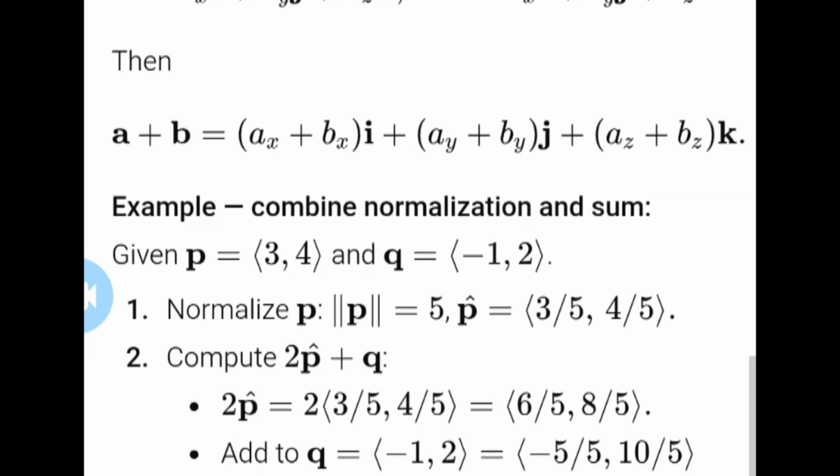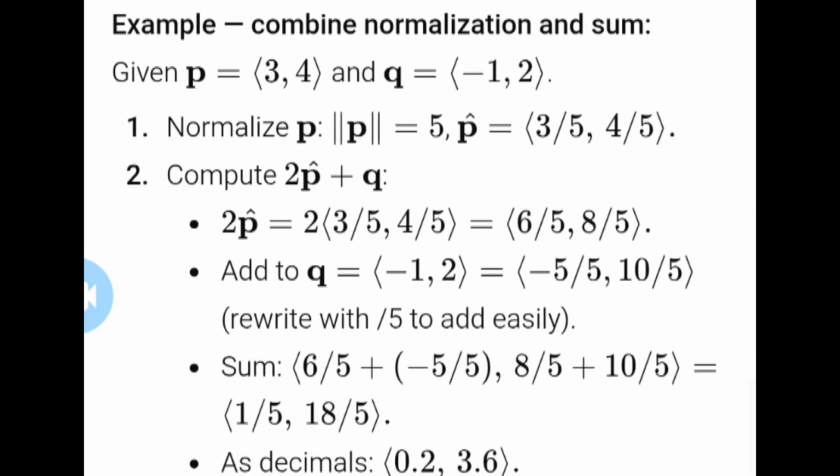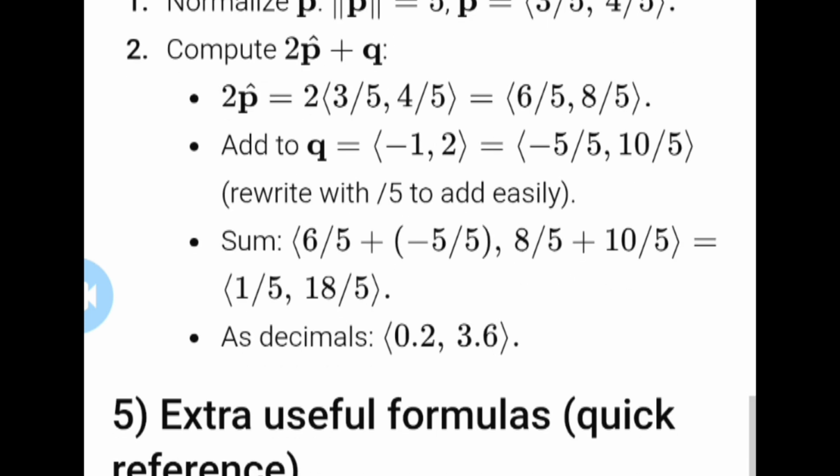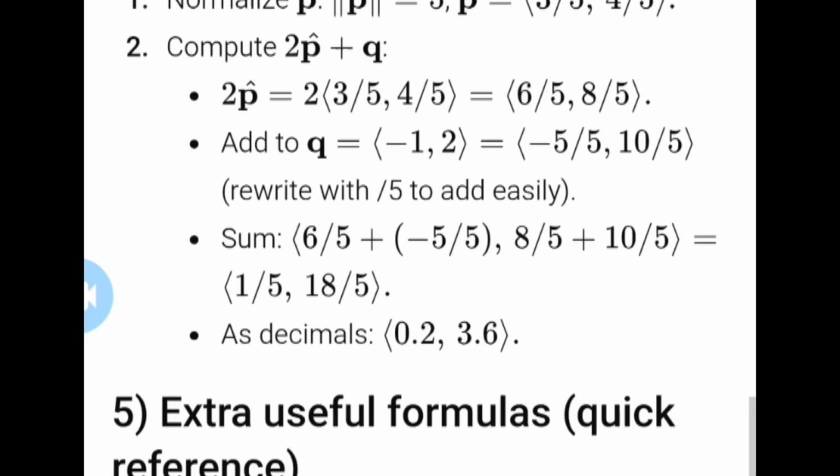Example, combine normalization and sum. Given P equals 3 comma 4 and Q equals minus 1 comma 2. Normalize P: modulus of P equals 5, so P hat equals 3 by 5 comma 4 by 5.